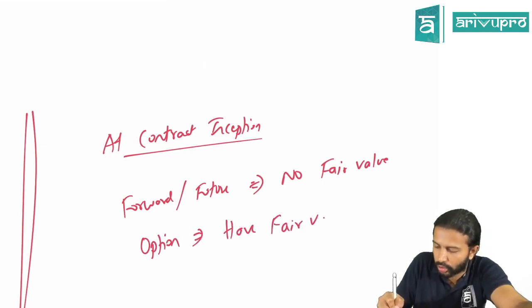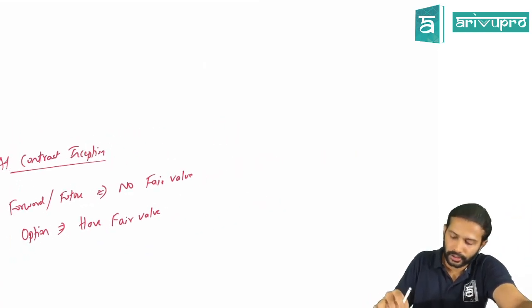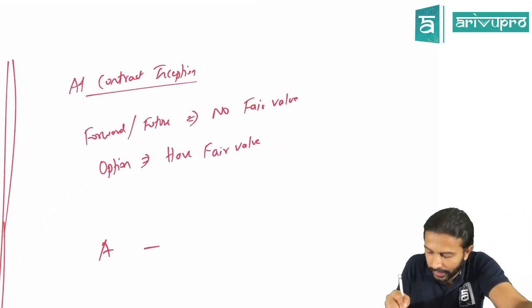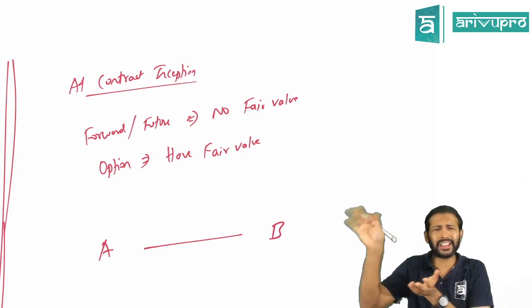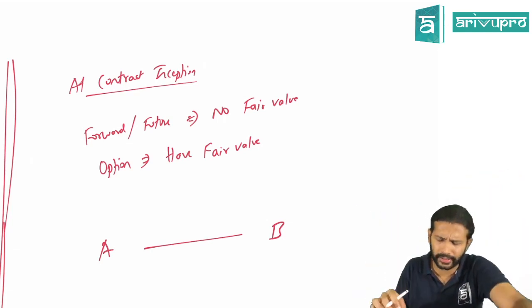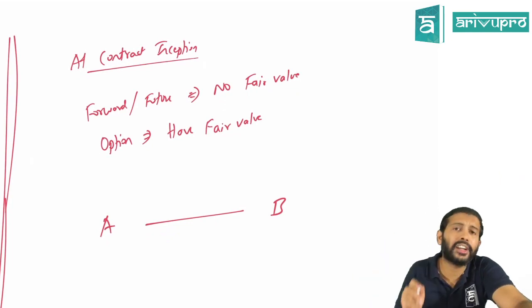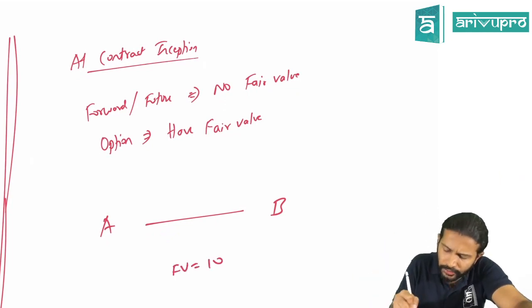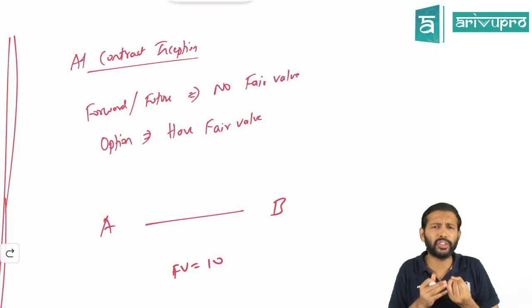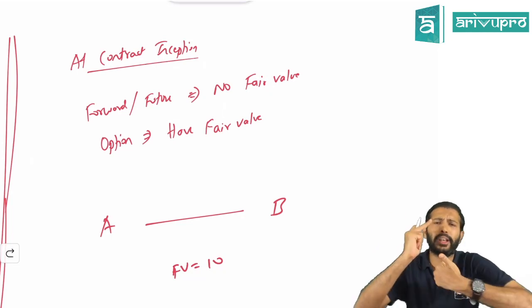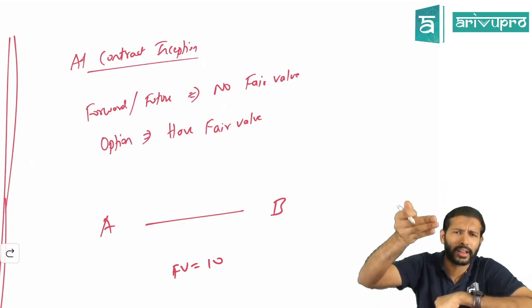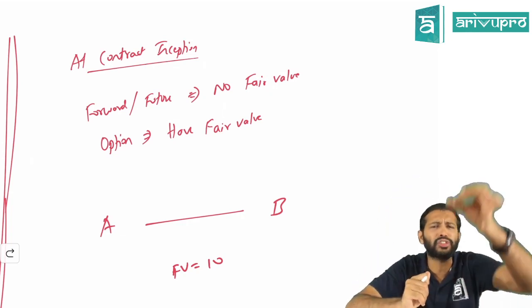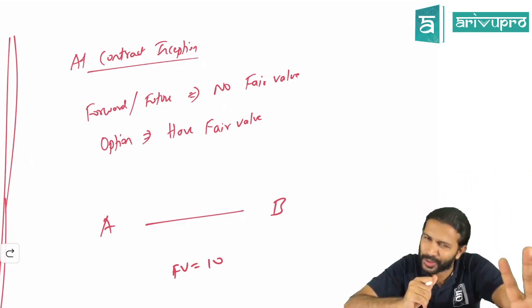So why this partiality, sir? If you want to understand it, suppose A and B are entering into a forward contract. One will sell, the other will buy. On the day they enter into the contract, let's say the fair value is 10. Fair value means the amount received when you sell an asset or paid to transfer a liability in an orderly transaction between market participants on the measurement date. This is what Ind AS 113 says.